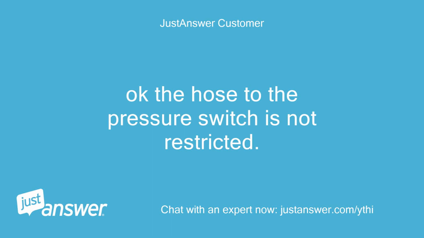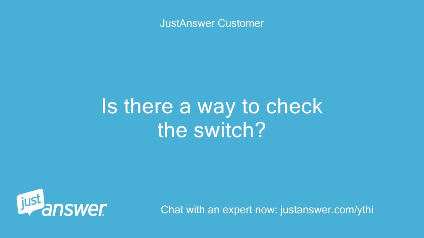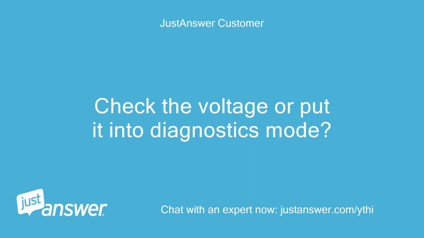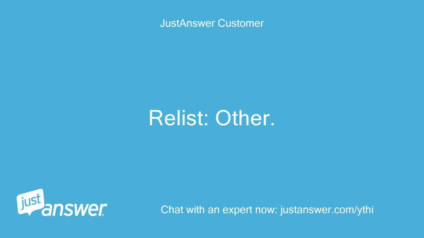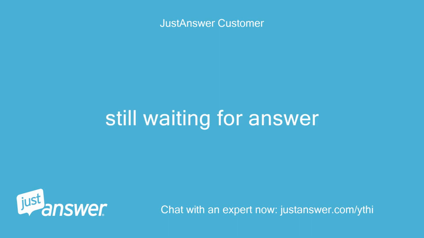Okay, the hose to the pressure switch is not restricted. Is there a way to check the switch? Check the voltage or put it into diagnostics mode? Relist, other. Still waiting for answer.